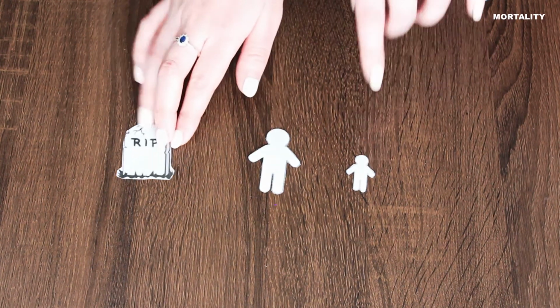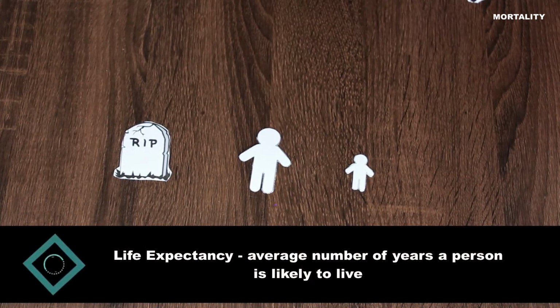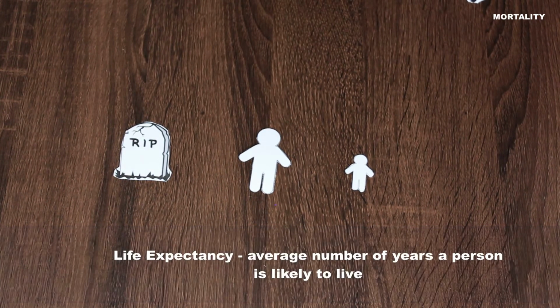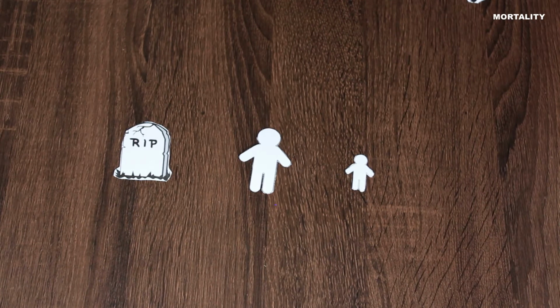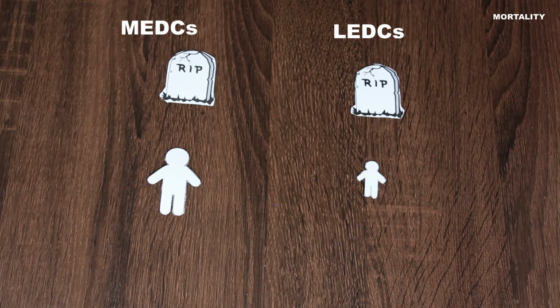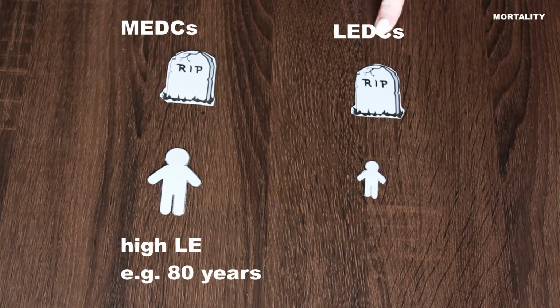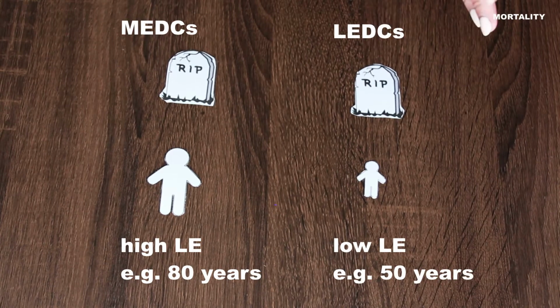The next indicator is life expectancy. Life expectancy is the average number of years a person is likely to live. Now, this is not a guaranteed age. It is an average age for a population and depends on various different factors like healthcare. In MEDCs, life expectancy tends to be much higher, whereas in LEDCs, life expectancy tends to be much lower.